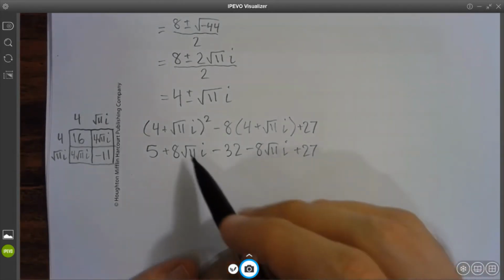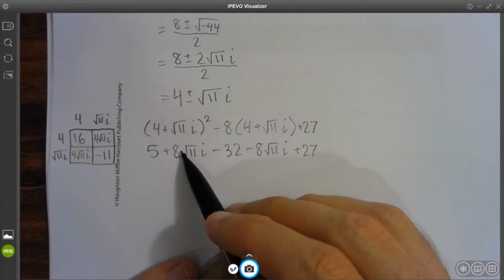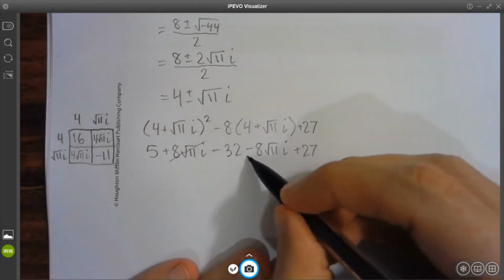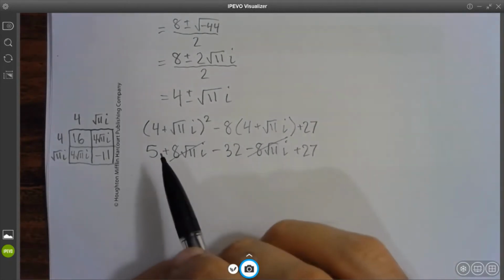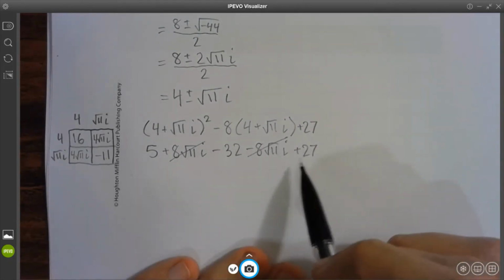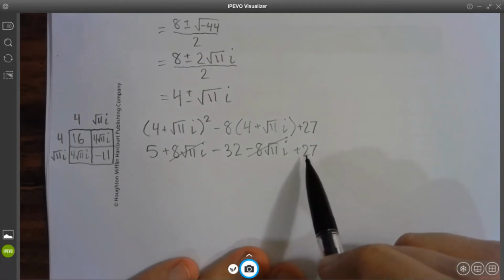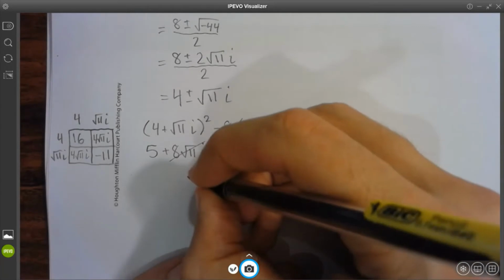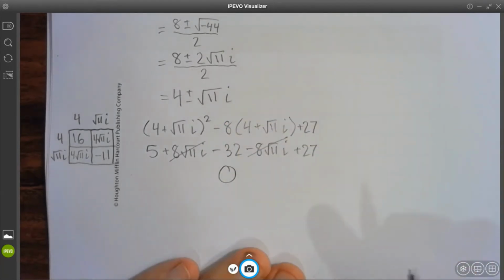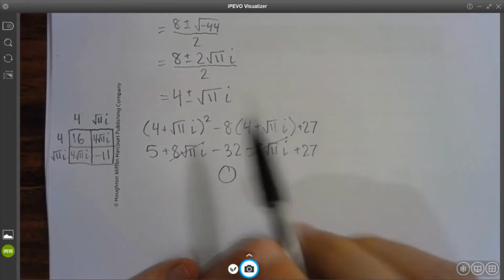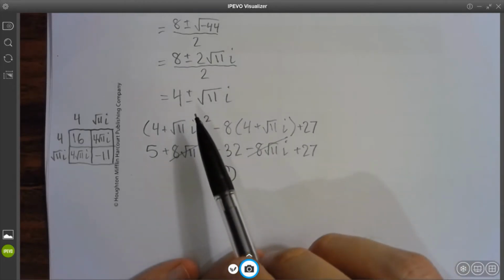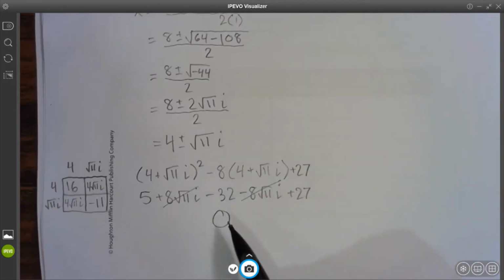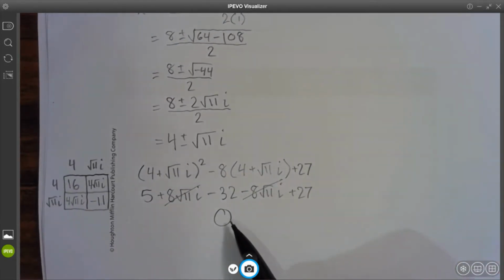Believe it or not, we're almost done. I have positive 8 root 11i and negative 8 root 11i. Cancel, cancel. That's good. Now I only have real numbers to work with. 5 plus 27 is 32. Negative 32 plus 32 is 0. So yeah, this does in fact equal 0. And it's difficult to believe all this junk, and if you plug it into something like that, you do in fact get 0. Kind of cool.